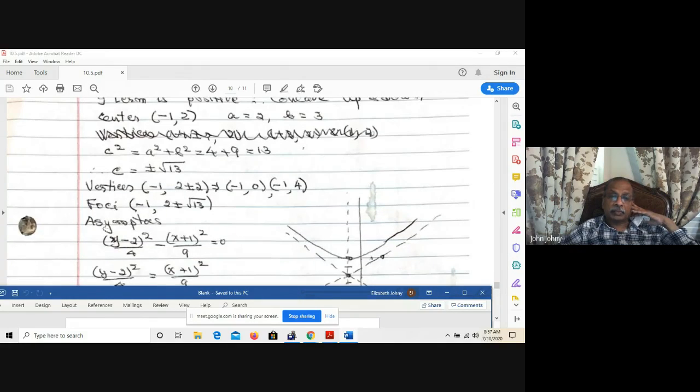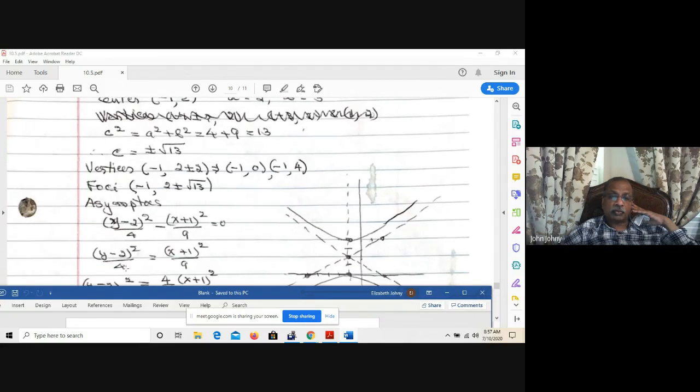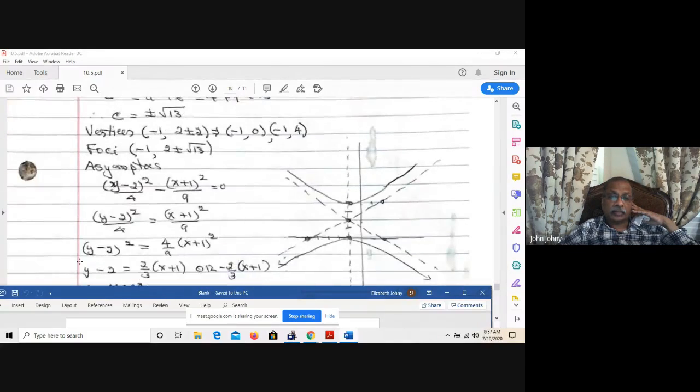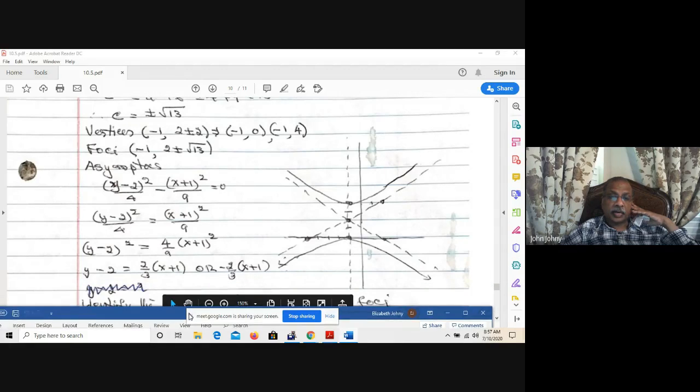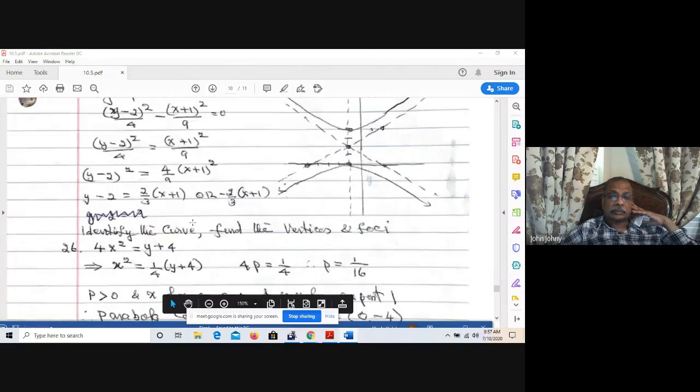Now to find the asymptotes, replace the 1 by a 0. Now (y − 2)²/4 = (x + 1)²/9, and that is (y − 2)² = 4/9 times (x + 1)². So y − 2 is 2/3 times (x + 1), or −2/3 times (x + 1). So those are the asymptotes, and then it is drawn here. The center is (−1, 2), so this point is (−1, 2).